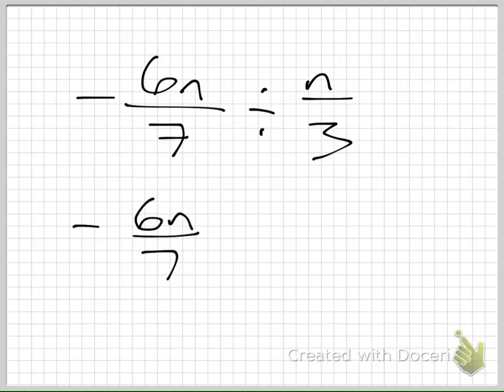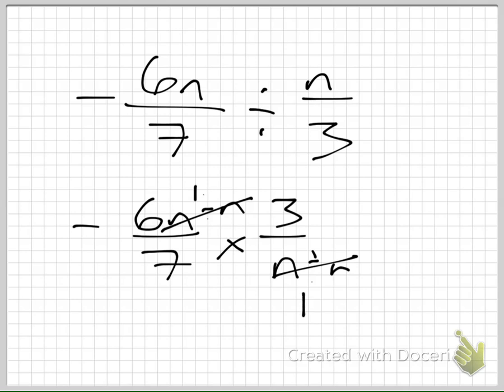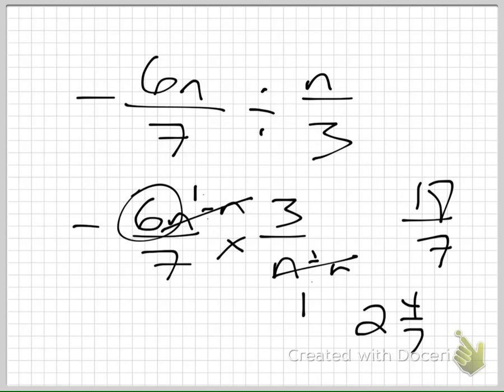Negative 6n over 7 times what? 3 over n. What can I reduce here? The n's, right? I'm going to divide both the top and the bottom by n. They're gone, and that leaves me with 1's. So it's 6 times 3 is 18 over 7, which you can leave, or you can make it 2 4/7. Wasn't it negative? Yeah, the whole thing's negative.